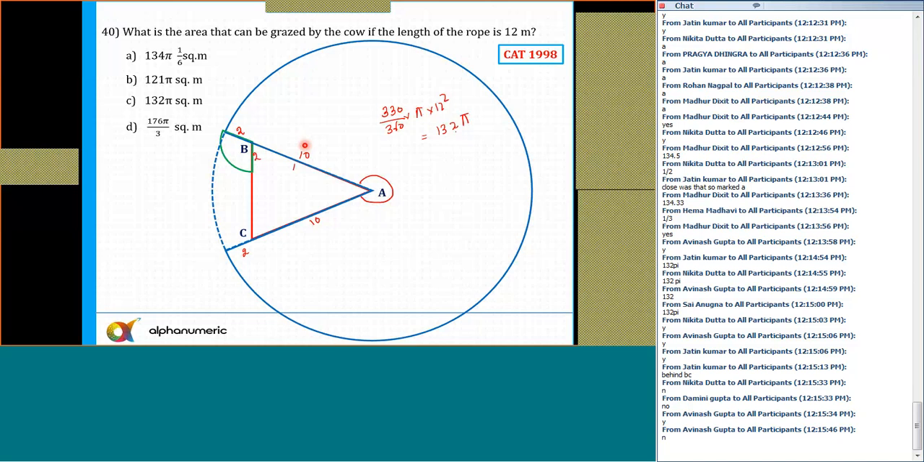So once the cow reaches point B, after that we can draw another arc of radius 2. Now remember the length of the rope is 12. So 10 meters reach point B and then 2 meters is still left. So it can go 2 meters on this line and then you can draw a circular arc like this, and then another circular arc like this.